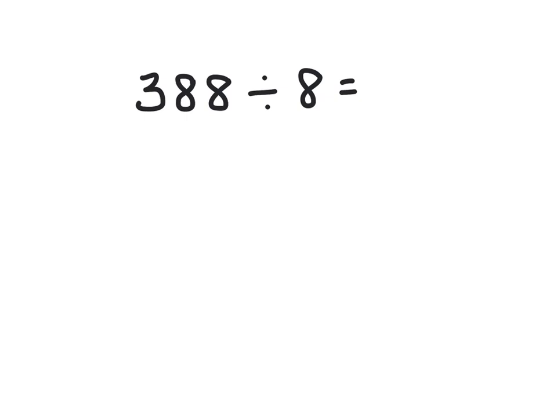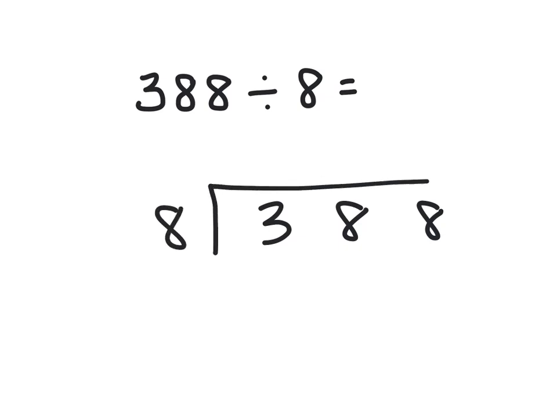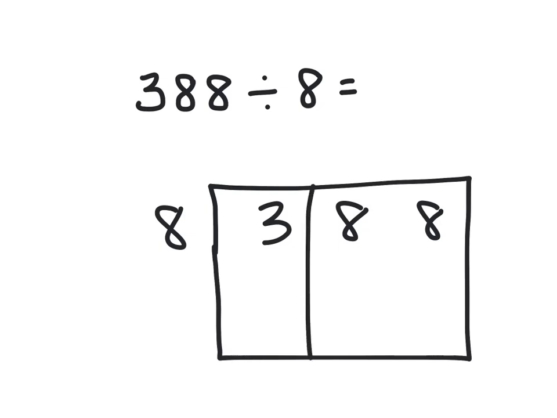All right, let's try this one. 388 divided by 8. And look what I did there. I'm actually going to do that again because I forgot to spread out my numbers for the box. So I'm going to try that again. 388 divided by 8. That gives me a little bit more space to work.